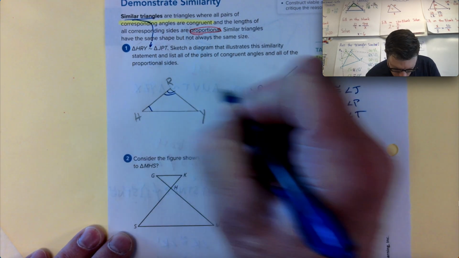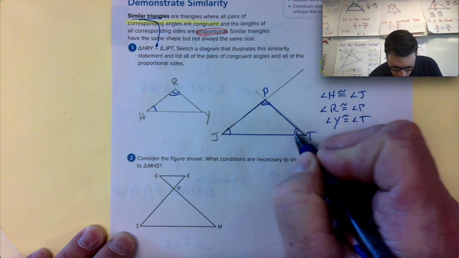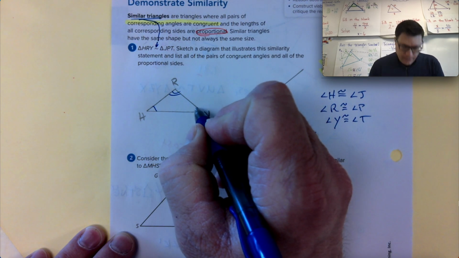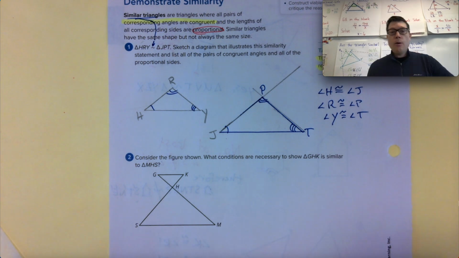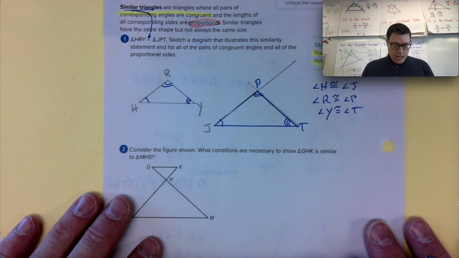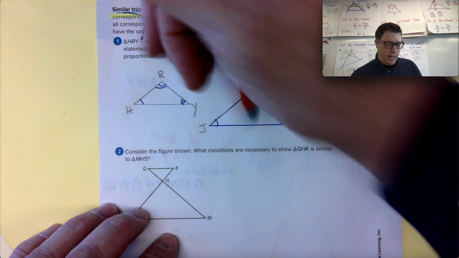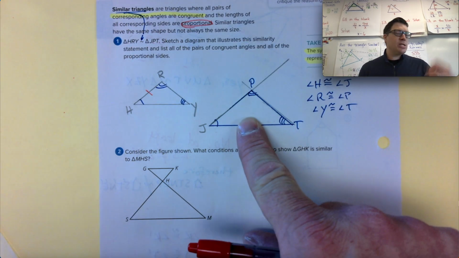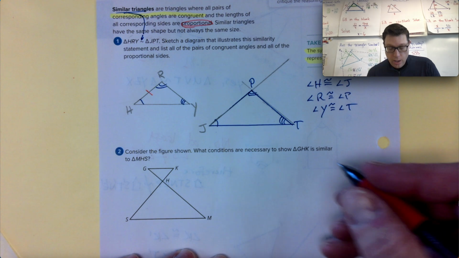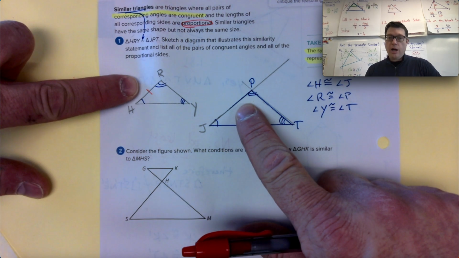One, two, one, two, one, two, three, one, two, three. Right? Three arcs all the way through. Now, in order to write our proportional sides, I can't use spikes. I'll put a spike down here, but I can't put a spike on JP because it's not the same length as HR. But I can at least comment on HR and JP.